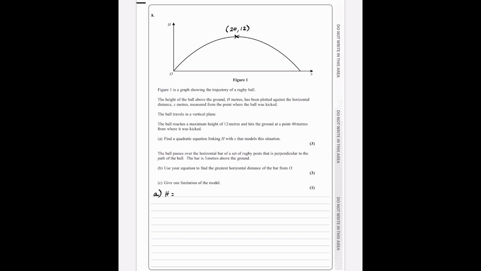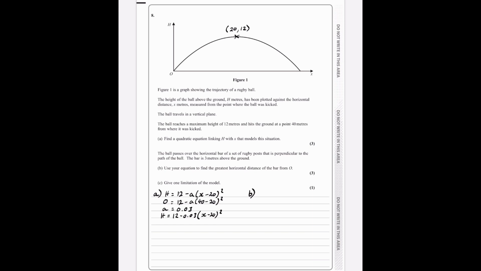To construct the equation of this parabola, I'm going to do it in completed square form because we essentially get given the maximum point, so it's quite straightforward to do. The only unknown is the a that's going to go in front of the x minus 20 squared. Well, we know it's going to hit the ground 40 meters away, so we set h as 0 and x is 40, solve the equation, we get a to be 0.03, so my model for this situation, 12 minus 0.03 lots of x minus 20 squared.